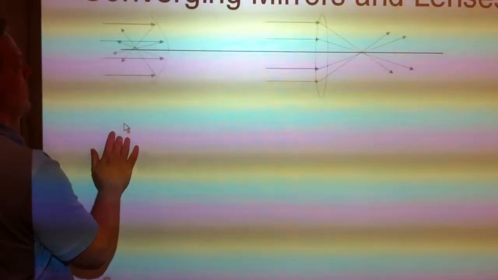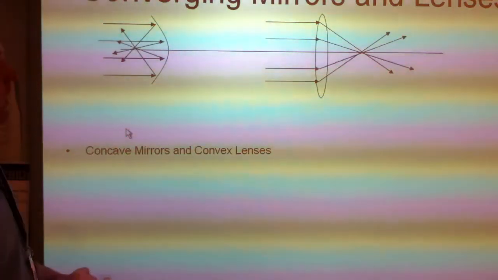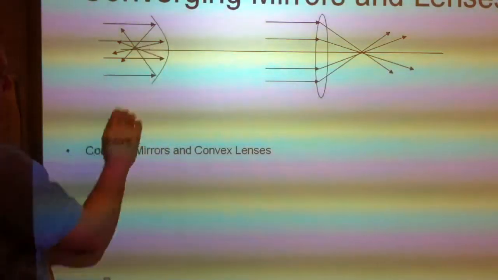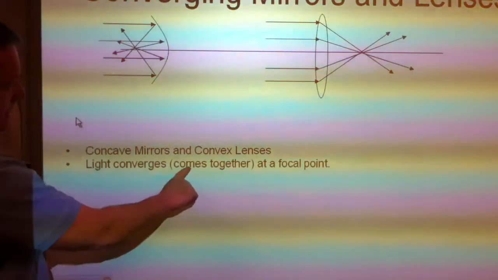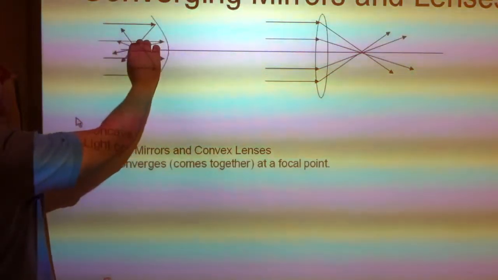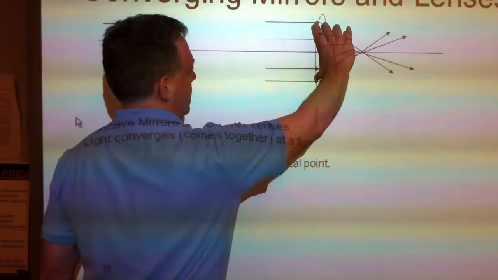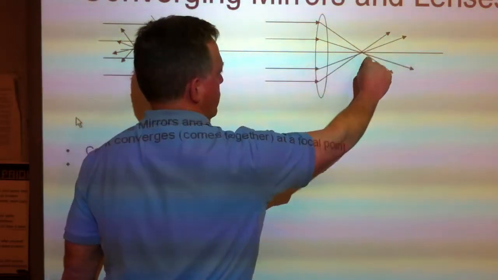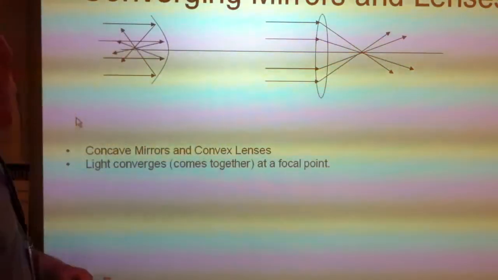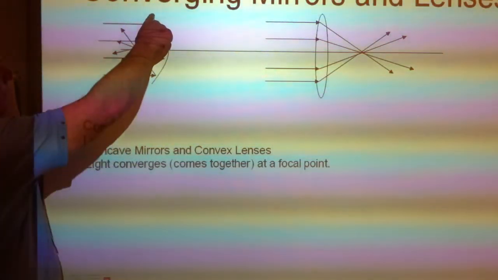So now we're going to start dealing with curved mirrors. And at first we're going to talk about converging mirrors and lenses. To converge means to come together at a focal point. So the light that comes in here parallel is going to bounce down to that focus. Light that comes into this lens parallel is going to refract as it goes through and end up at the focus.